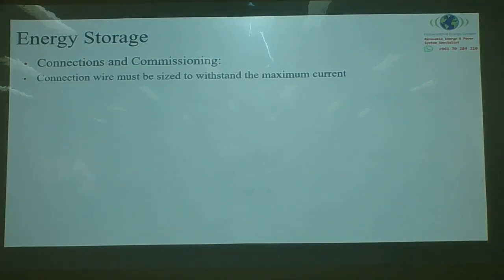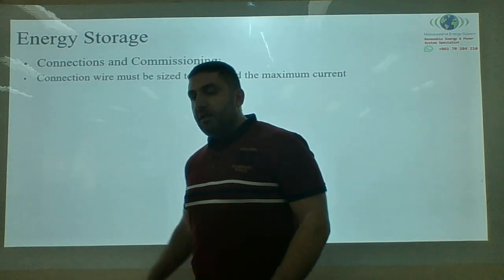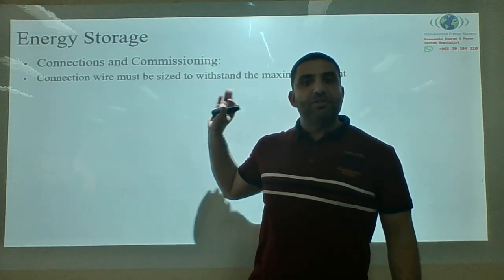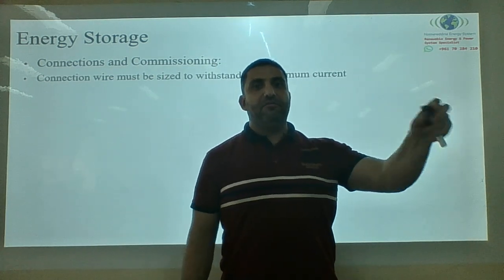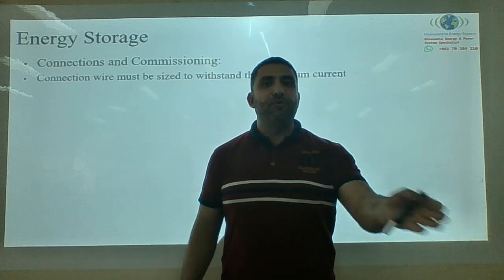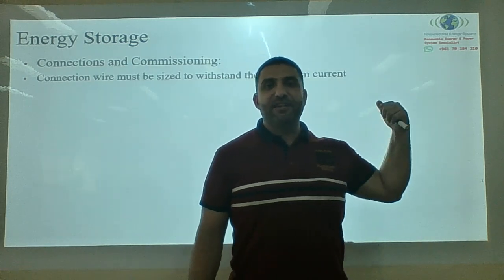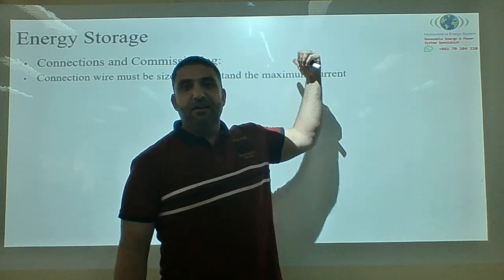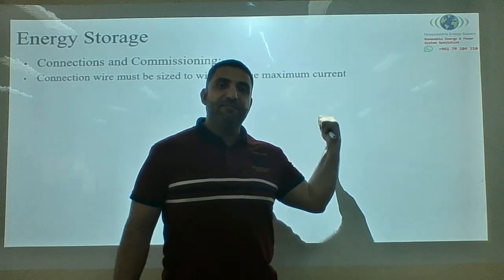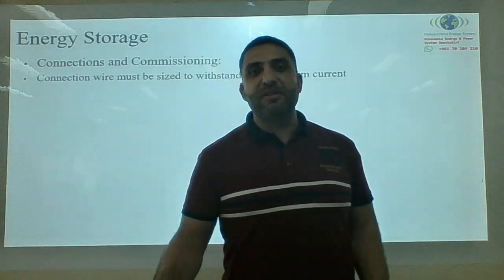Connection and commissioning. Connection wires must be sized to withstand the maximum current. You have to be very careful and vigilant when you size the current, 4 mm for an AC and 4 mm for a DC. Because as we can see, 6 amp in an AC equates to 30 amp in a DC. You have to be very careful about the sizing of the current.